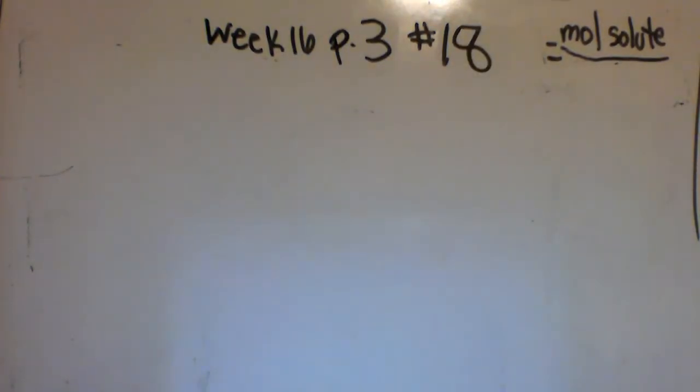Now let's try number 18 on page 3 of your week 16 homework sheets. It reads, what is the molality of a solution containing 75.2 grams of silver perchlorate dissolved in 885 grams of benzene? We notice that the word molality is used. This is the one with the L in it. We know that L is very close to M in the alphabet, so we're going to use a lowercase m, and it's going to have to do with mass on the bottom of the fraction.